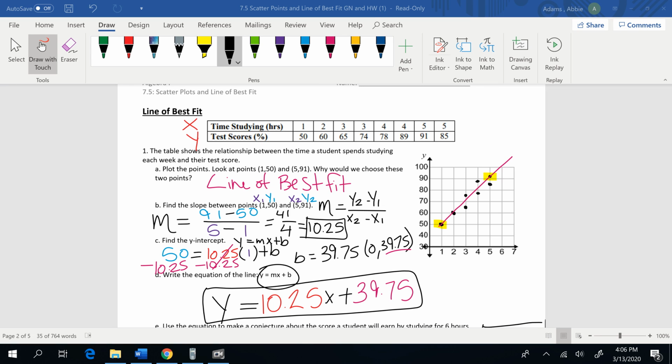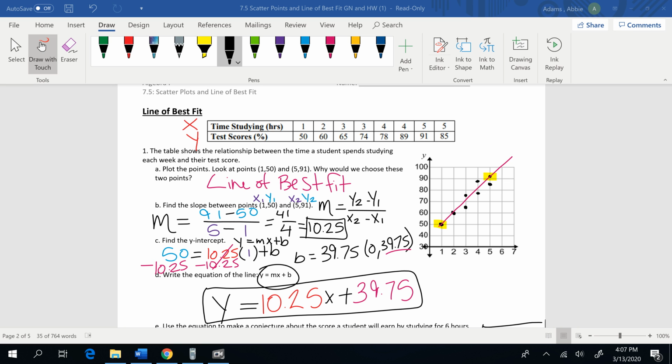Alright, so let's go on to line of best fit part 2. Last time we talked about finding the line of best fit using two specifically chosen points that directly correlated with a close line of best fit. So we chose points 1,50 and 5,91 from the data set given, and we found the slope between those points. Then we used that slope and one of the points to solve for the y-intercept in order to write the equation of the line. It's a lot of work.